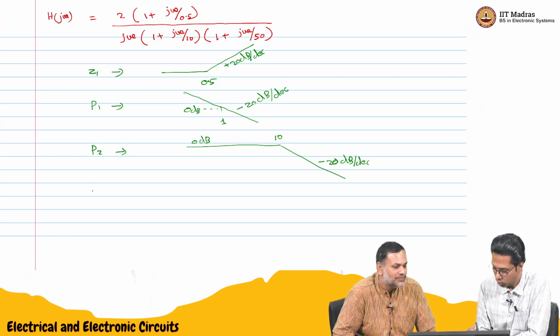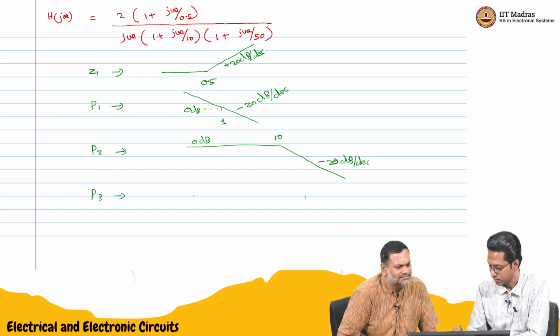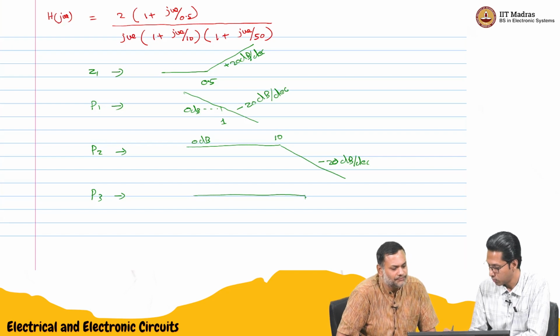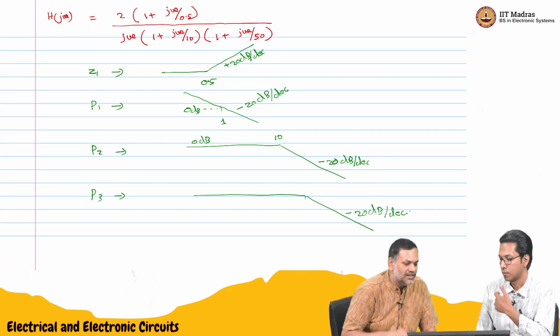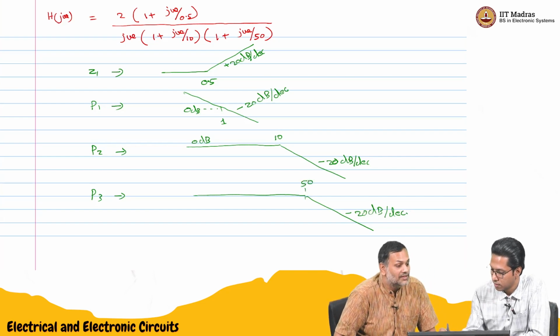Then P2, P3 starts at 50. So 10 means maybe 50, somewhere here in log scale, it will be somewhere there. So until 50 it is 0, then minus 20 dB per decade. And 50, we'll mark it there.